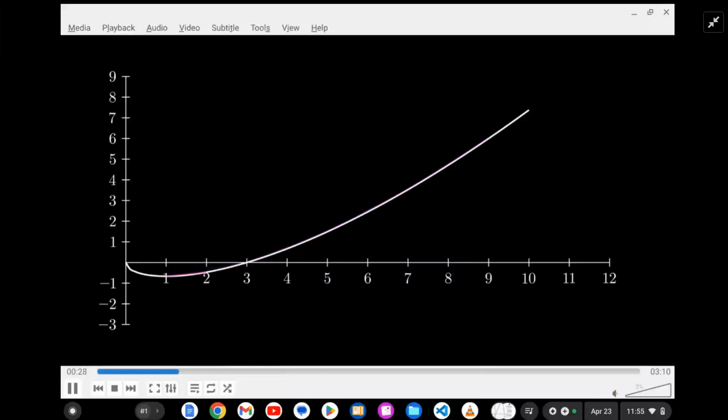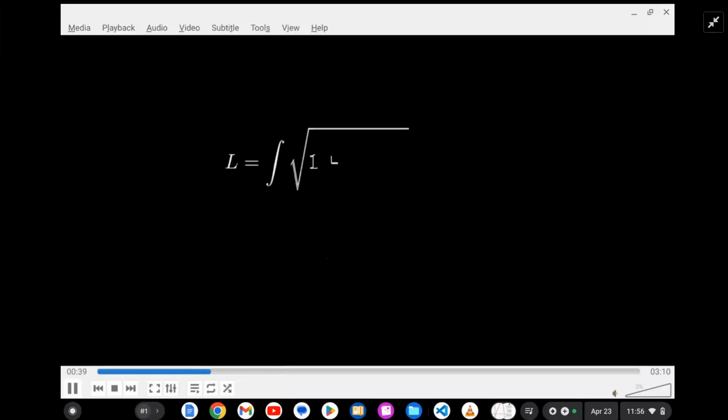Okay, so the idea here is that we're going to reduce the length of that line to a very small length and sum up a continuous number of them. So this should sound like integration. All right, so here's the formula for arc length. We're using the distance formula for each one of those small line segments.